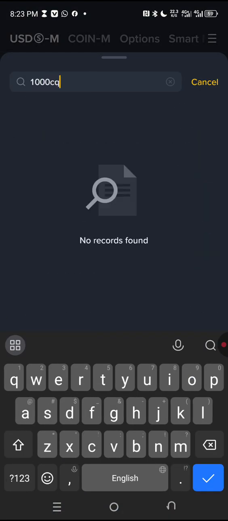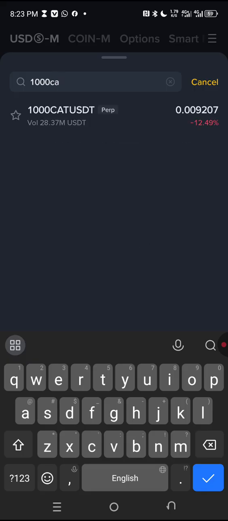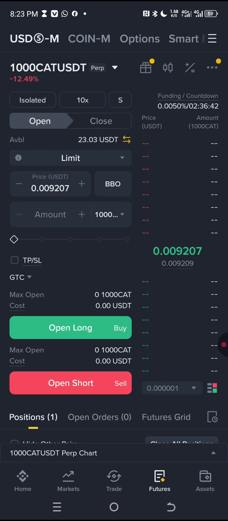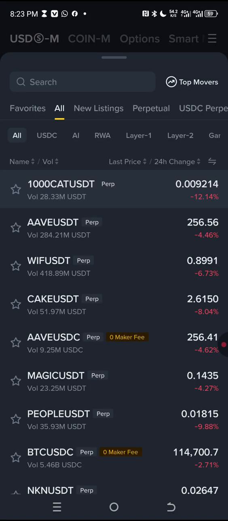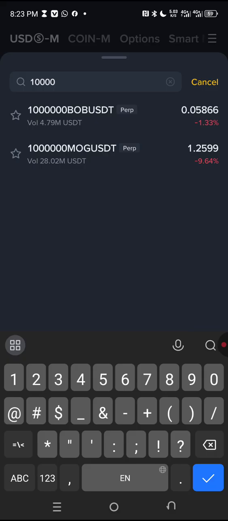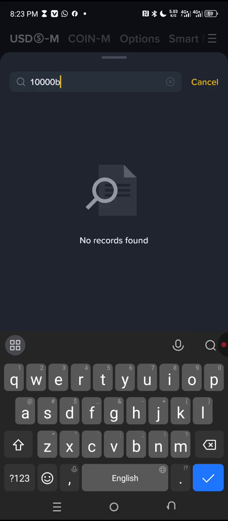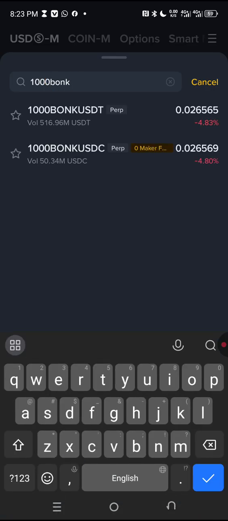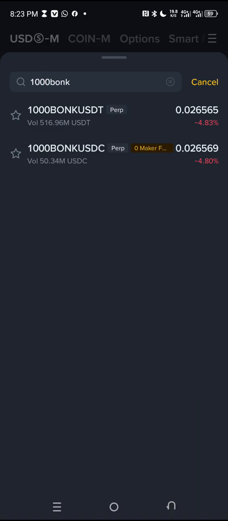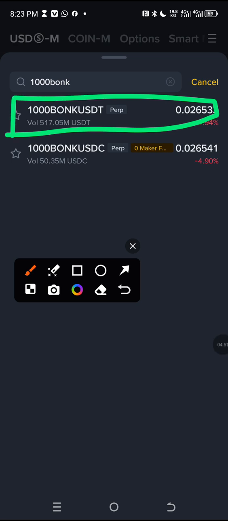1,000 CAT. And some coins have two markets. Some have the USDC and USDT market. So you tap here on 1,000 CAT and change it to isolated. Okay, so I was telling you that some coins have two markets. Let's go back to 1,000 BONK because I'm certain it's one of those coins with two markets. You see, 1,000 BONK has both the USDT and USDC market. Make sure it is the USDT market you're putting into the isolated mode. This one here. Make sure it is the one you're putting in isolated mode.